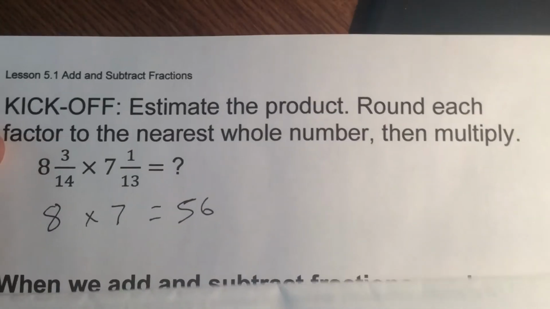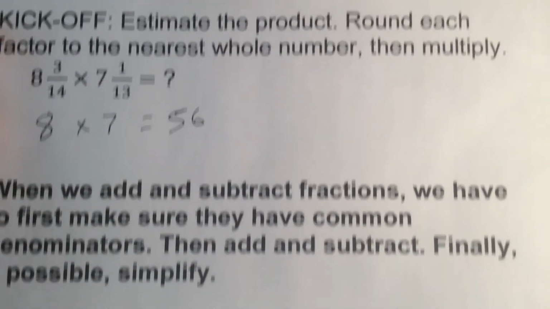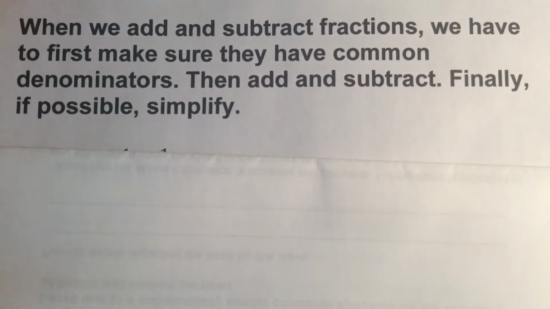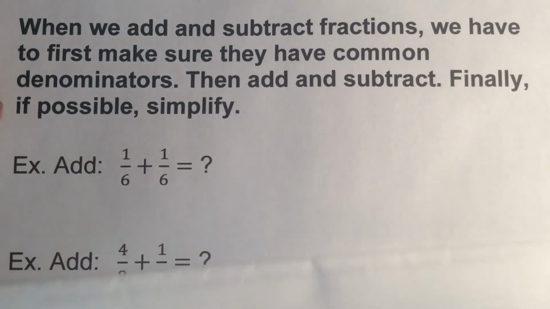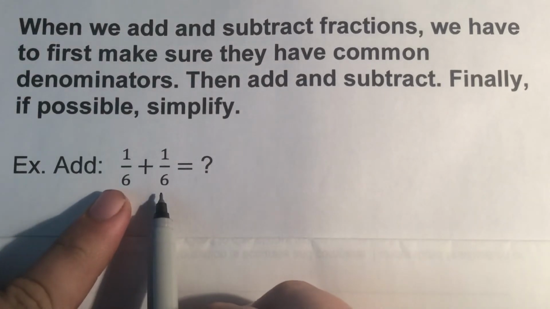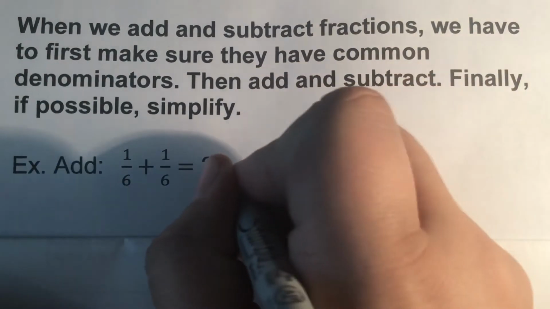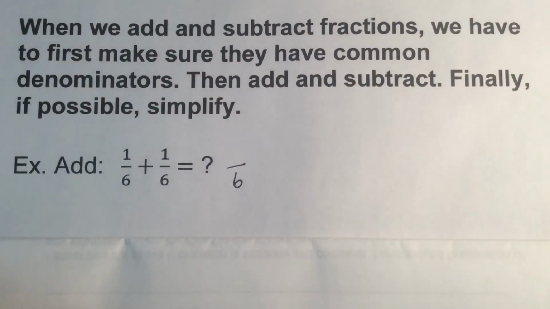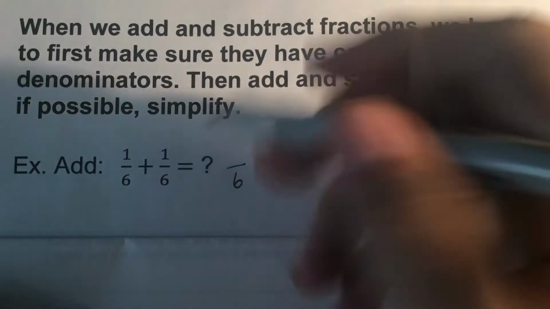Okay. Now, when we actually add and subtract, we first have to make sure they have common denominators. Once the denominators are the same, then all we're going to do is add or subtract the tops, and then we simplify if we can. So like this one here, if we add these, both of them are 6, so we're good to go. The bottom will be that common denominator. All you have to do is add the tops. 1 and 1 makes 2.